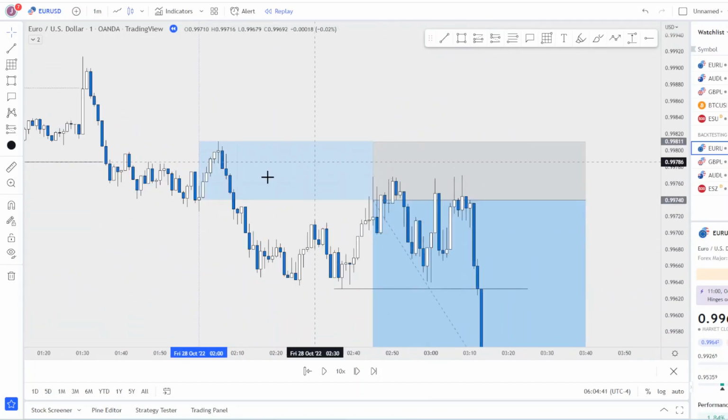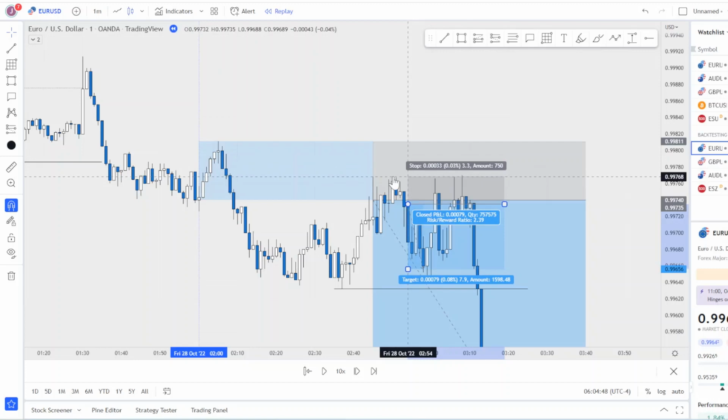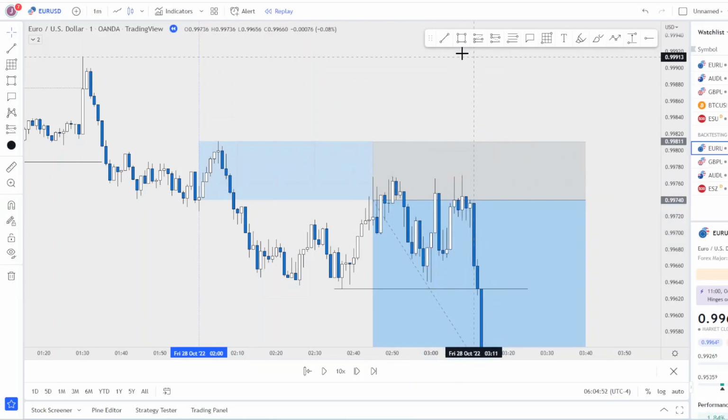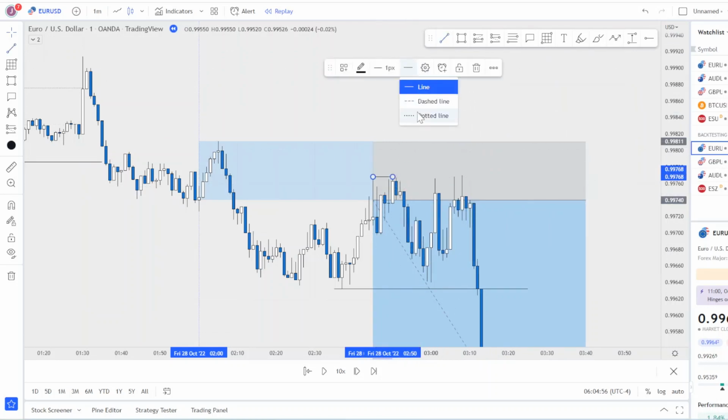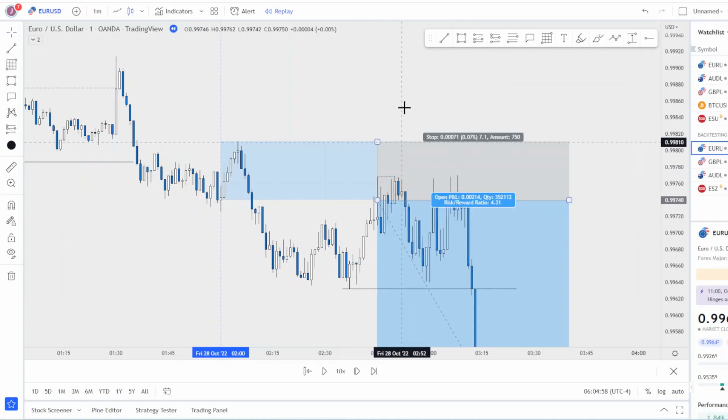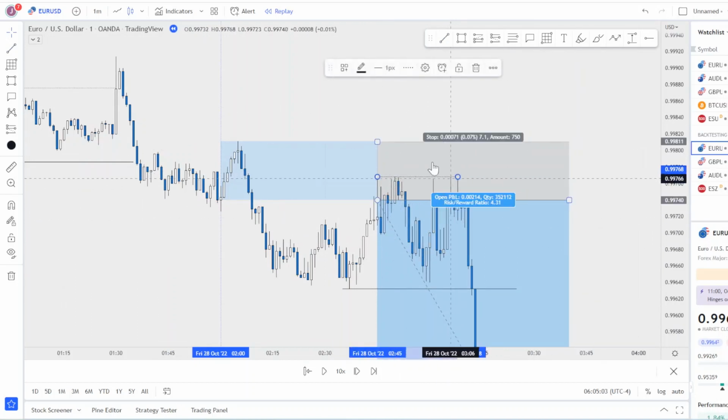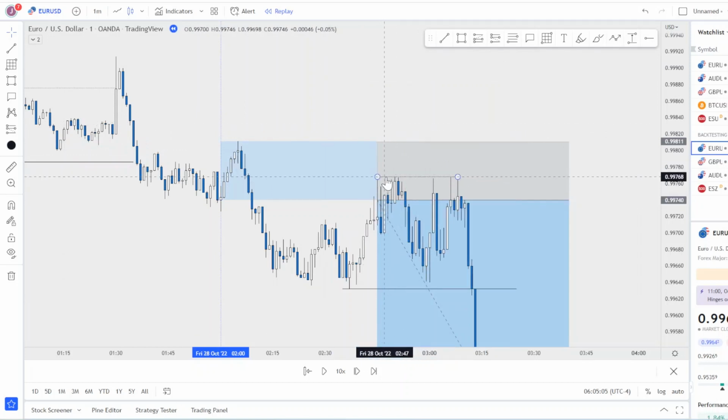If you would have maybe looked at a confirmation entry, maybe you would have taken something here at the fair value gap, put your stops here, and you would have been taken out. But you have to look, what do we have here? We have equal highs. Equal highs is liquidity. So if you, for whatever reason, took this trade, you now know why you got stopped out. It's because of these equal highs here.